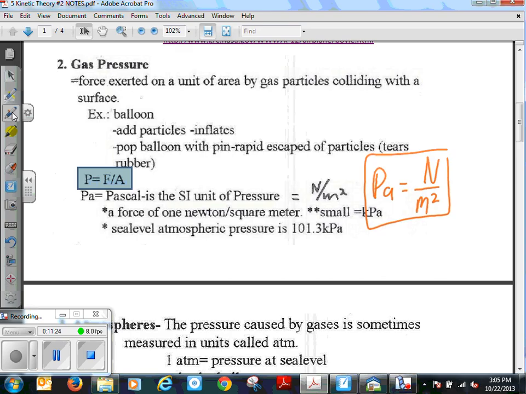brings up a joke. Do you want to hear the joke about that? Okay, so that was the joke. No one's laughing.